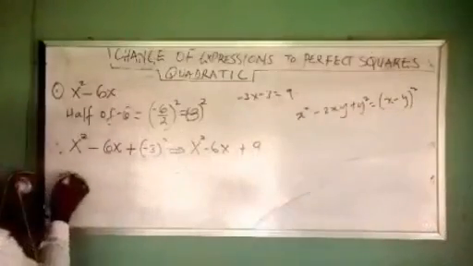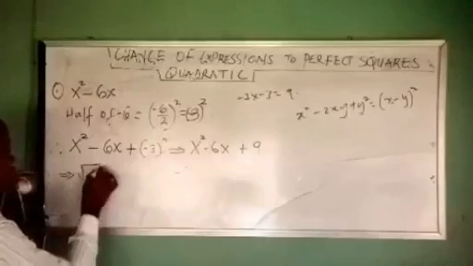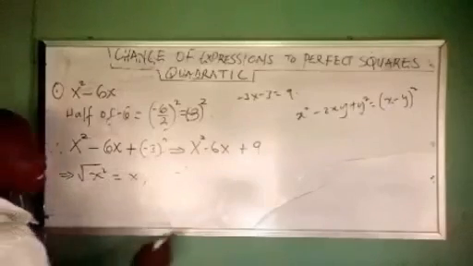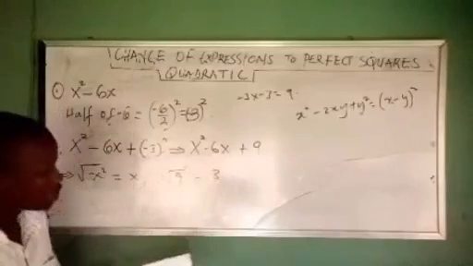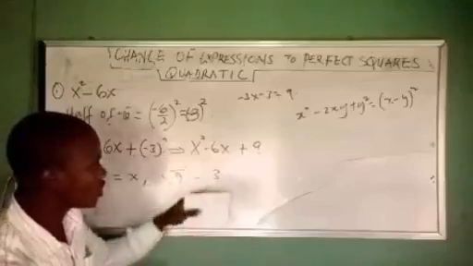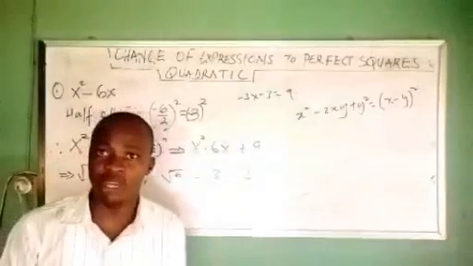Now, if you want to know whether this one is right or not, from this expression you take the square root of the first term, which is x, and the square root of the last term, which is 9. The square root of 9 gives us 3. That is the first condition I mentioned.